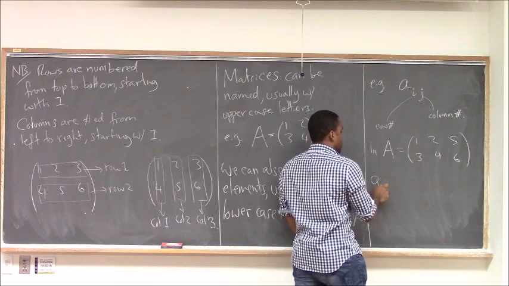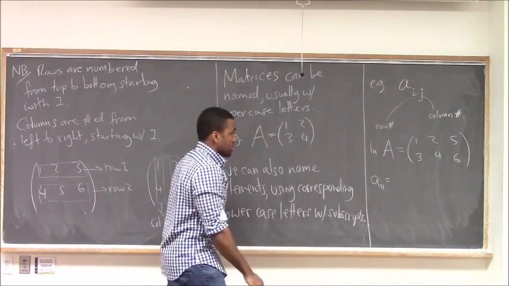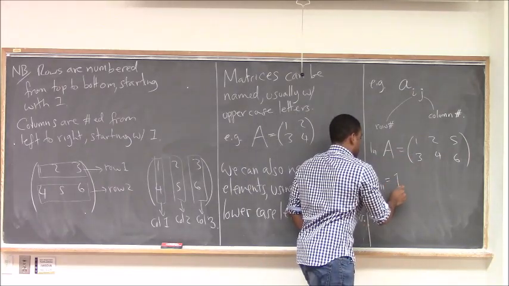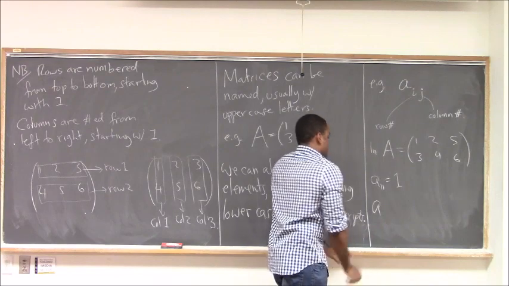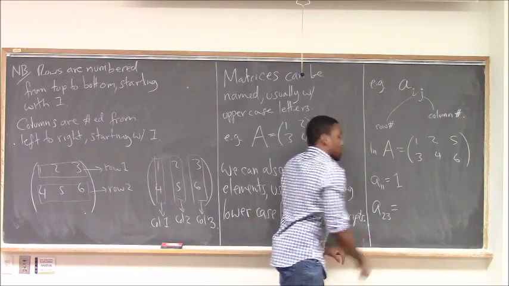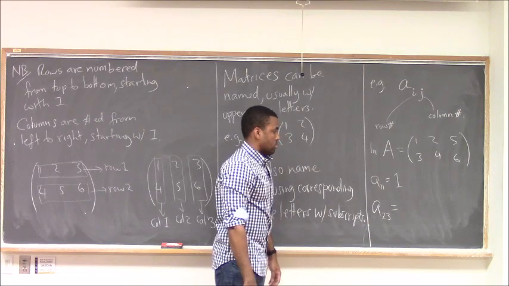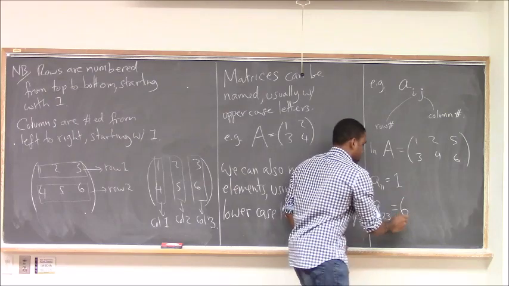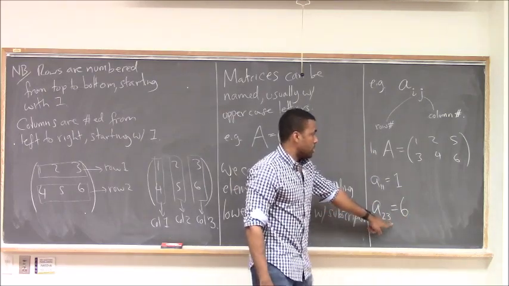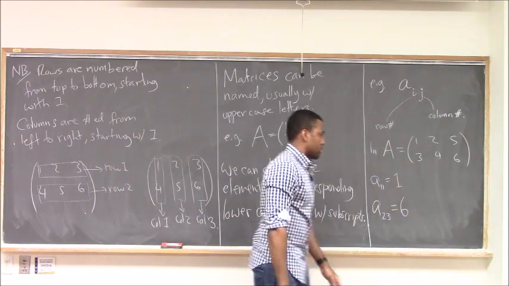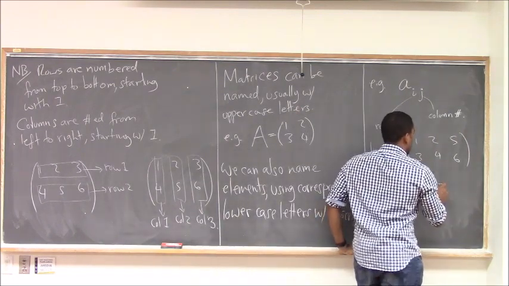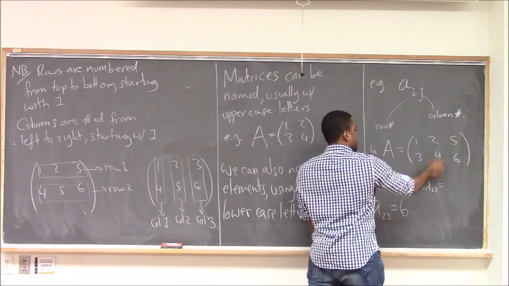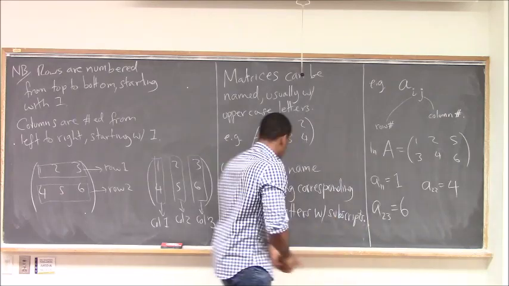I can talk about a11, and that would refer to the number that is in the first row, first column, which is 1. What about a23? That's the guy in the second row, third column, which is 6. Or a22. That means second row, second column, that's this guy, 4, etc.